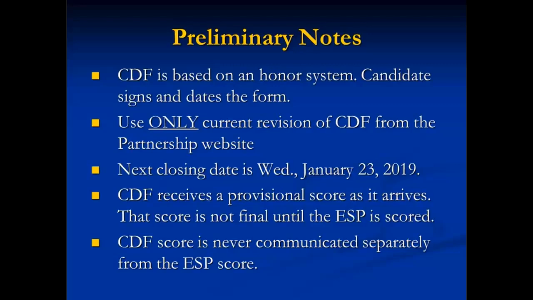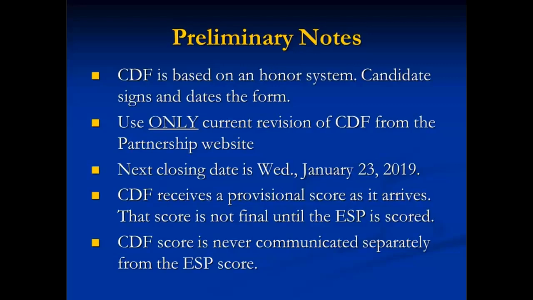The candidate data form receives a provisional score as it arrives. That's not a final score, and it's not final until an ESP is scored. I won't get into all the technical reasons. Let's just say that there are certain audit triggers that occur when an ESP is submitted. That's why the score is considered provisional. Correspondingly, a CDF score is never communicated separately from the cumulative score with the Executive Skills Portfolio.